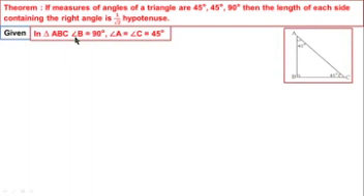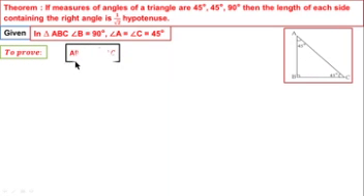In triangle ABC, angle B is equal to 90 degree, angle A is equal to angle C is equal to 45 degree. Measure of angle A is equal to measure of angle C is equal to 45 degree. To prove AB is equal to BC is equal to 1 divided by square root 2 times AC.